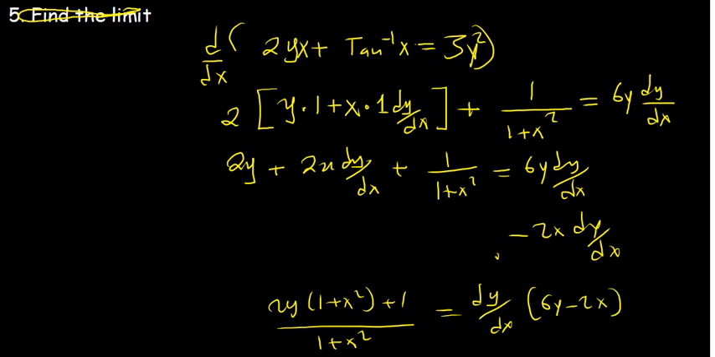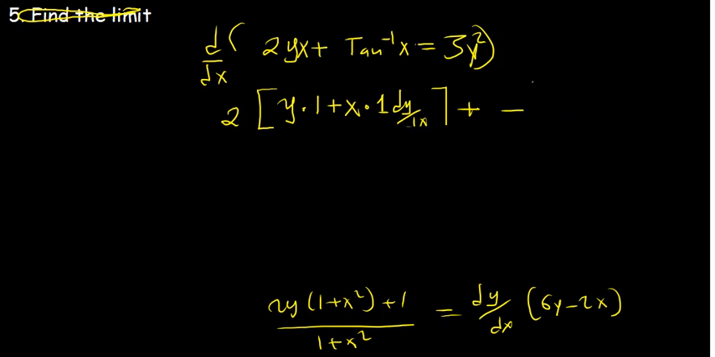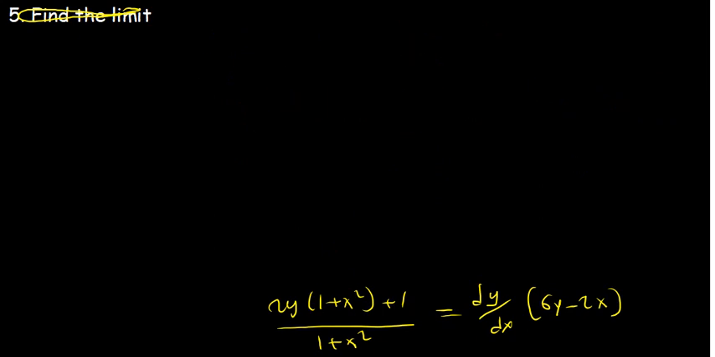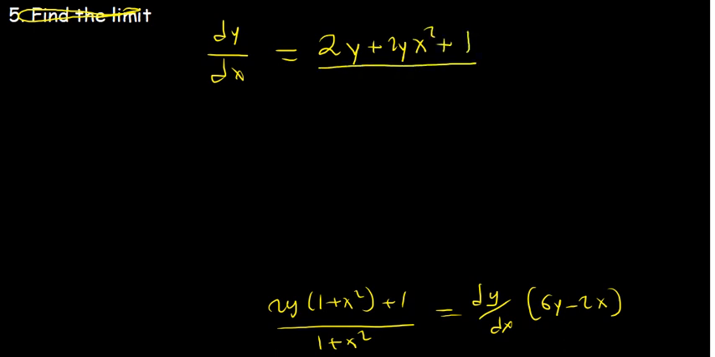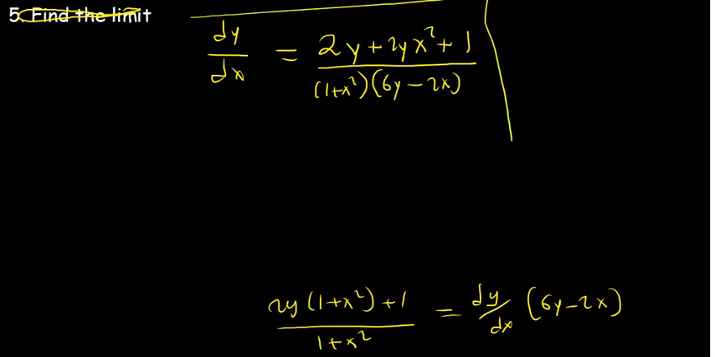Now at this point we can isolate dy over dx. So dy over dx is going to be equal to, I can distribute 2y, that will be 2y plus 2y x squared and then plus 1 divided by 1 plus x squared, and I'm also dividing by this one, so this will be 6y minus 2x. So this is going to be the derivative.